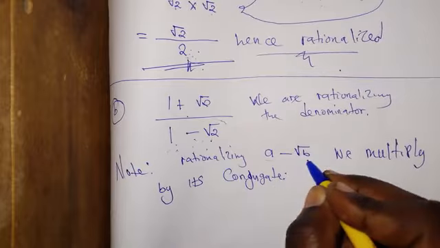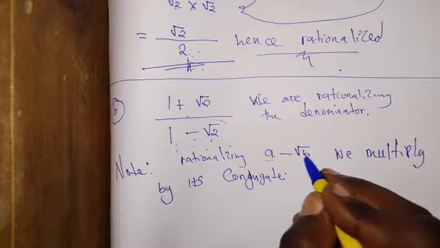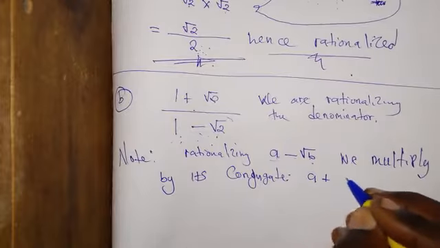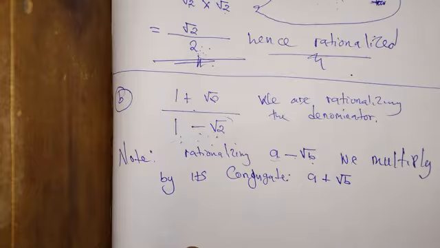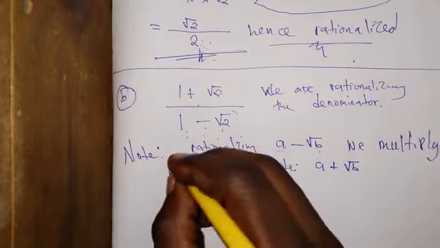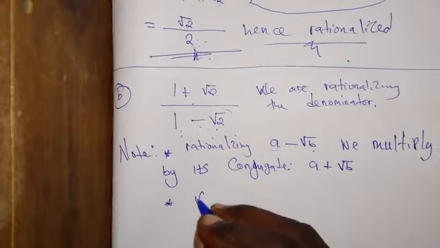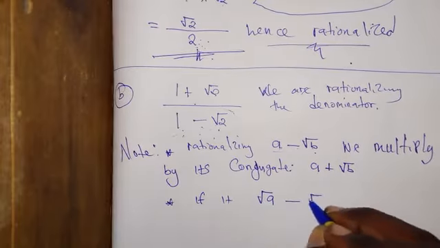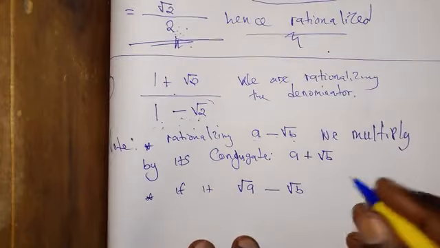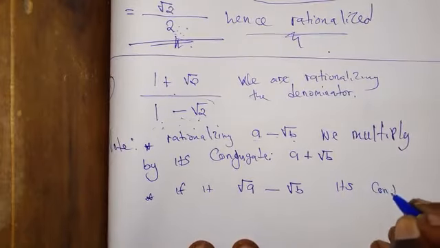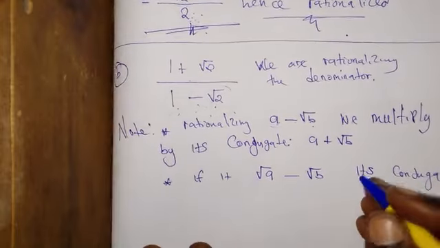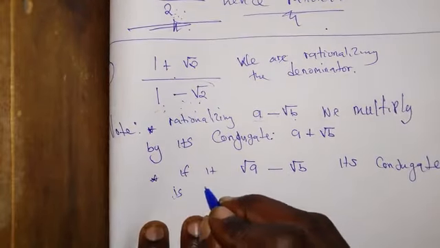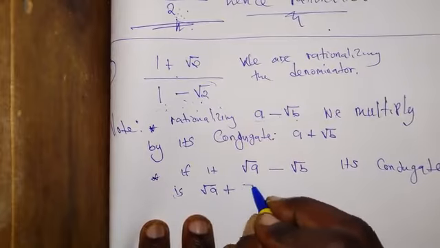What is the conjugate of this? If the expression is a minus root of b, then its conjugate is basically a plus root of b. Or maybe if it's root of a minus root of b, its conjugate is root of a plus root of b.